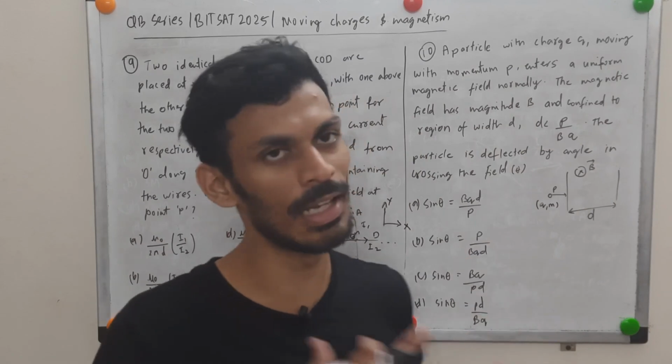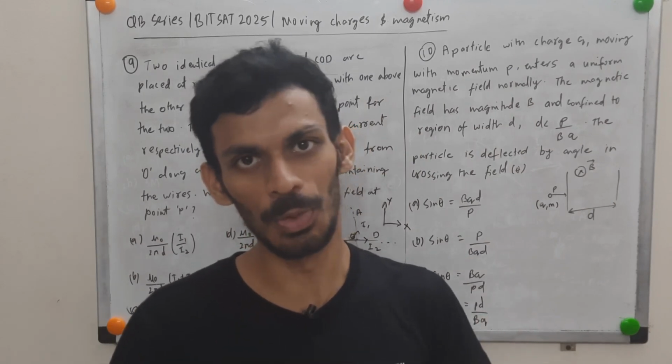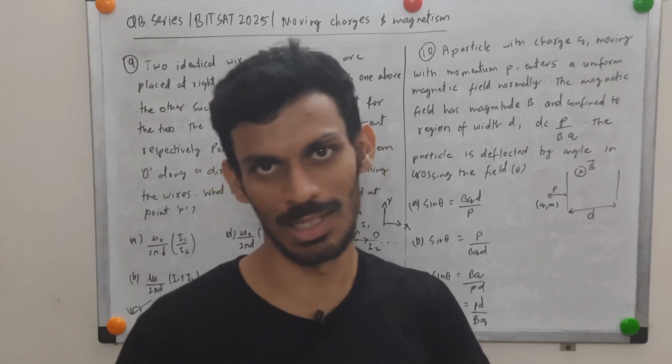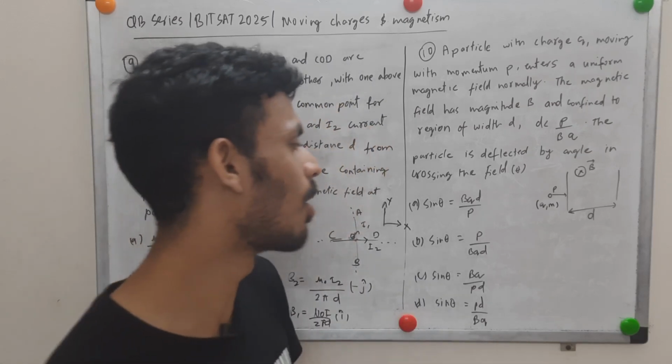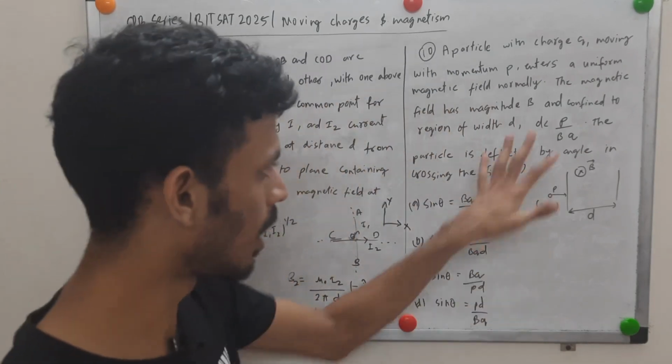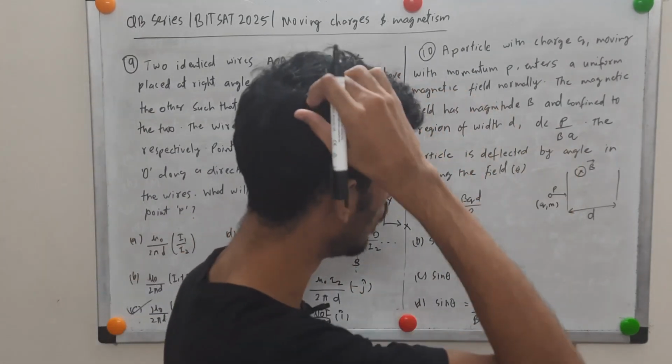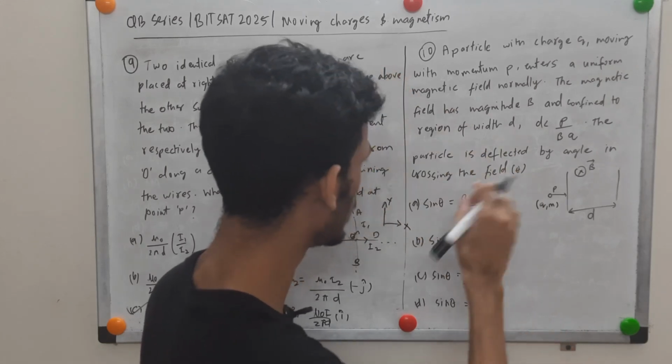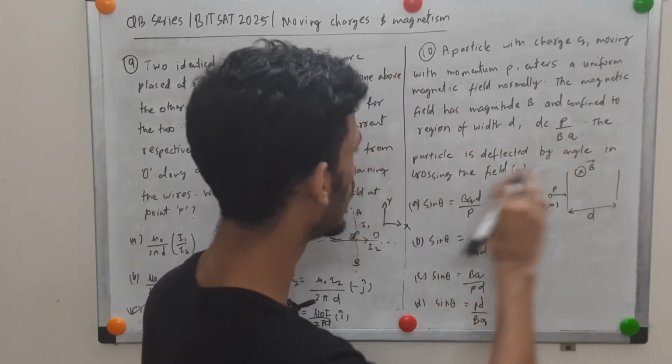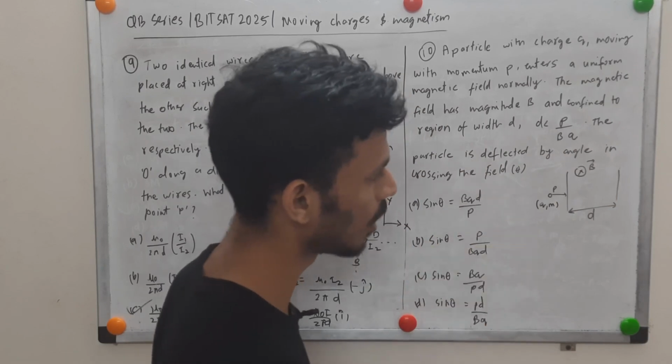What will happen if we had the condition the other way around, if d was greater than or equal to p by qB? What will happen in that case? Do let me know that answer in the comment section. So for now we have d less than p by qB, and then the particle is deflected by a certain angle theta by crossing the field.